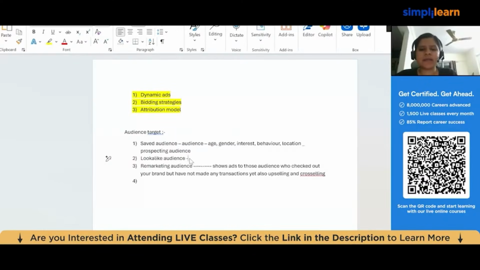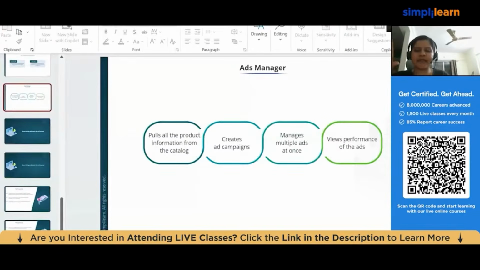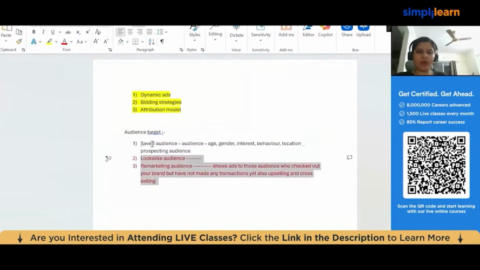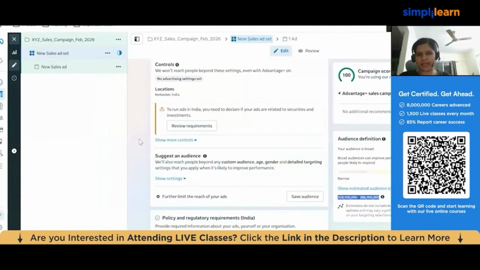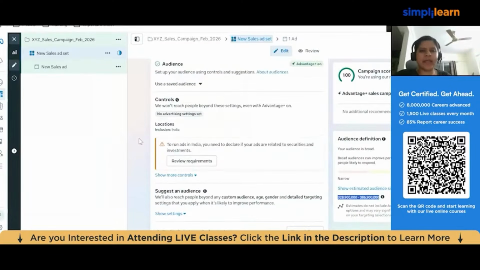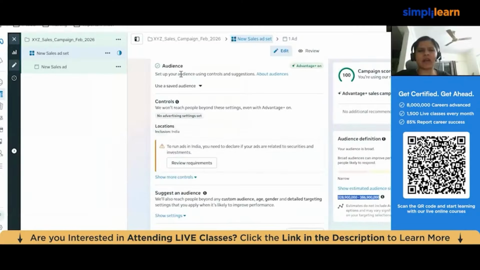Lookalike audiences. Now I would just show you the saved audience. Lookalike and remarketing are again a bit advanced, so we won't go over there for now. Let's just focus on saved audience. For lookalike and remarketing, you should just know the meaning of it. Now, how to create a saved audience? Just observe what I'm doing, and then we'll take a break. Let's just cover this entire Meta part, and then we'll take a break.